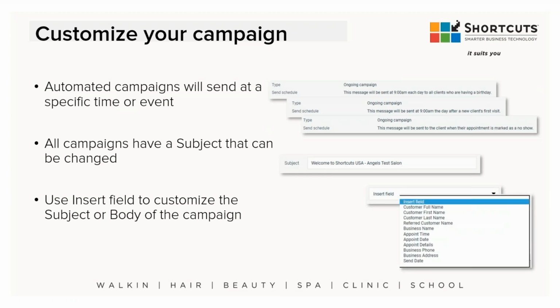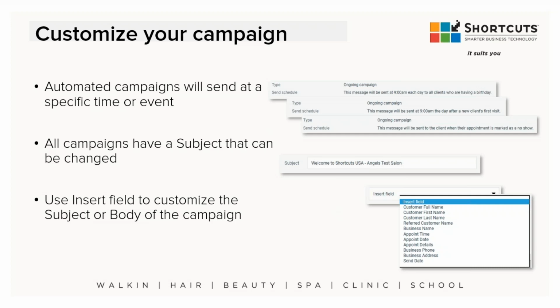Every campaign always has a subject that you can change. So you can put in a welcome, you can put in a happy birthday message, and in the subject, as well as in the body of the campaign, you do have the ability to insert custom fields, or in this case, custom data that you have from shortcuts. So in the subject, you can say something like, welcome to my salon, and then put in the customer's first name. And then in the body of the message, you can repeat that. You can say, hi, put in their first name. Welcome to my salon. I appreciate your business. I hope you had a nice time here, and I look forward to your next visit.